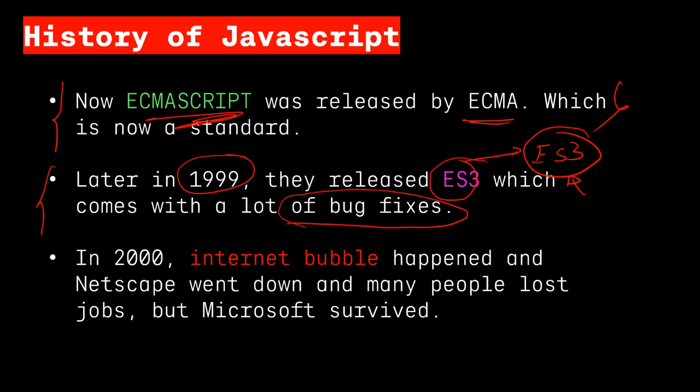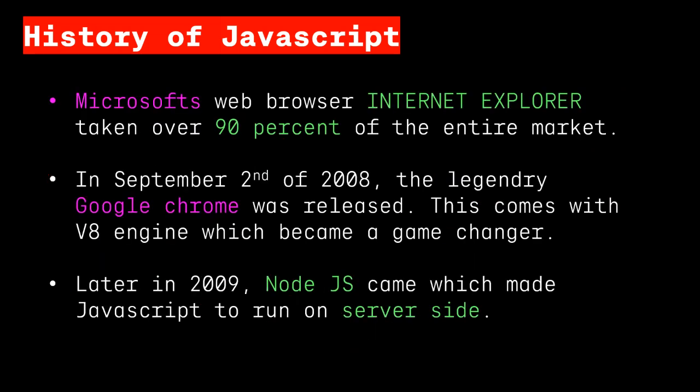Okay, but then what happened was that in 2000, tragedy happened because the internet bubble burst. A lot of people started investing in the internet companies, but these internet companies did not show any results to them, and thus a lot of people got laid off, and somehow few companies survived, and Microsoft is one such company that survived. And if Microsoft survived, what would have happened? Well, Internet Explorer took over 90% of the entire market. And yeah, it got really interesting then.